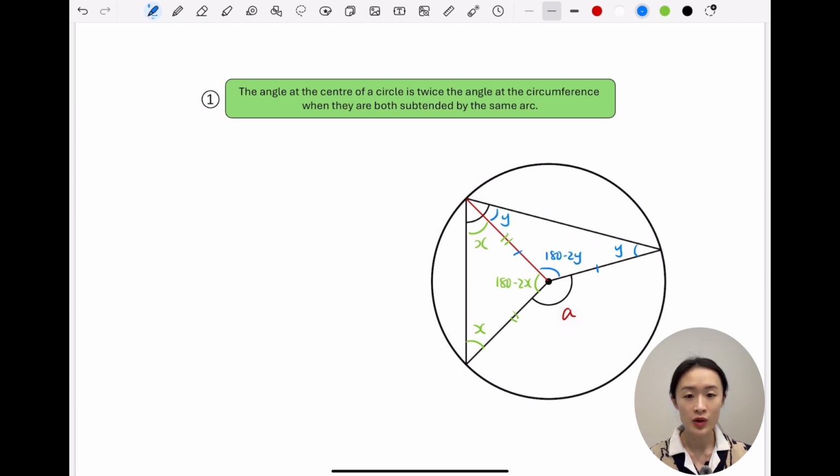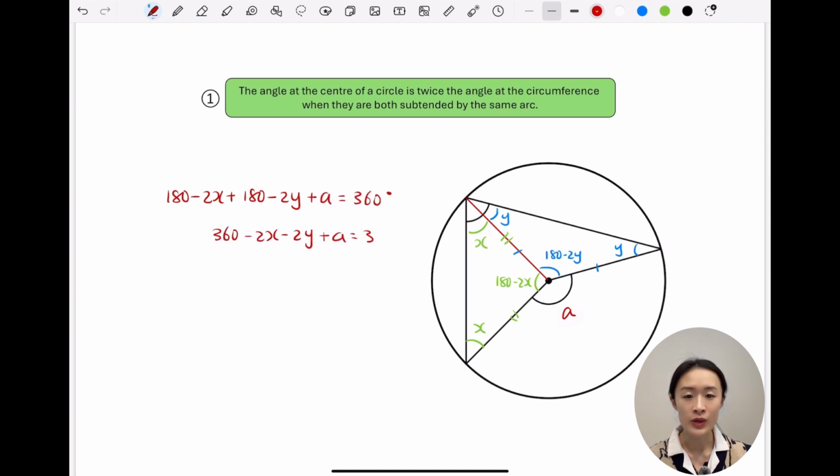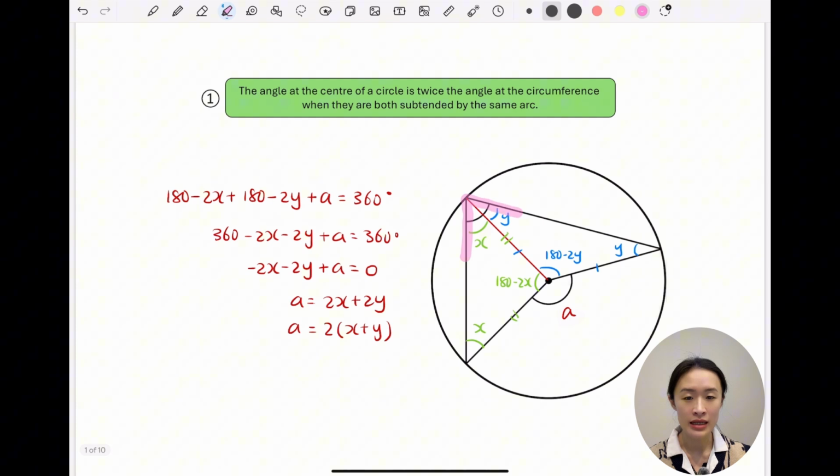If we are going to call this angle a, angles around a point add up to 360, therefore 180 subtract 2x plus 180 subtract 2y plus a is going to be 360. By simplifying this equation, we can see that negative 2x subtract 2y plus a is 0. Adding 2x and 2y on both sides, we can see that a is 2 lots of x plus y. This is the angle at the center subtended by the same arc as the angle at the circumference, which is x plus y. Therefore, we have proved the theorem.